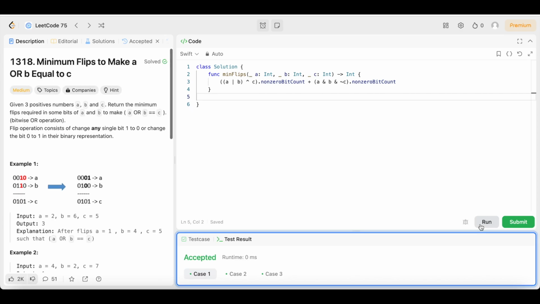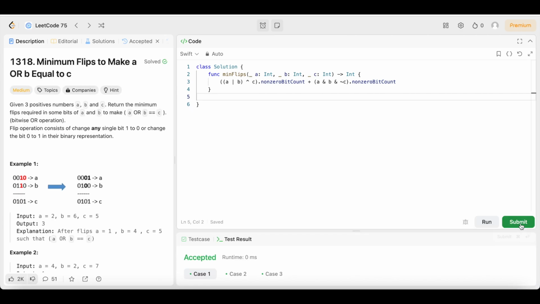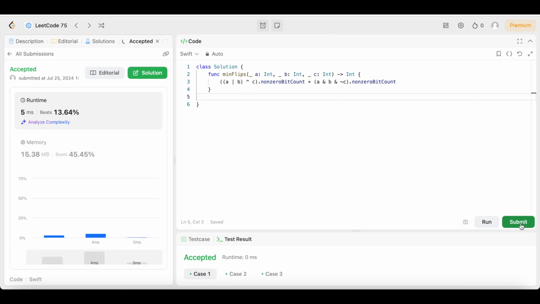Fingers crossed, and it's accepted, guys. So let's submit it and see what happens after it's submitted. Let's see. Boom, 5 milliseconds, but it only beats 13.64% of users with Swift, guys. We could get these numbers up.